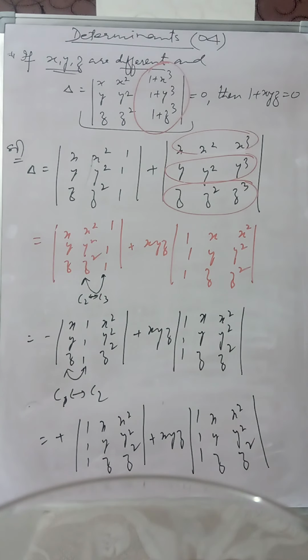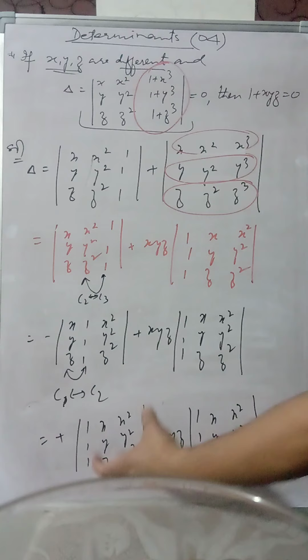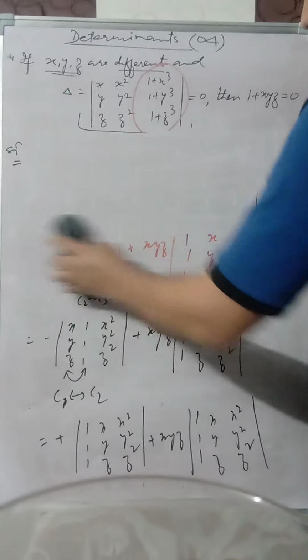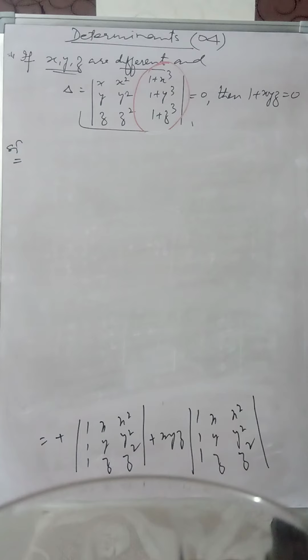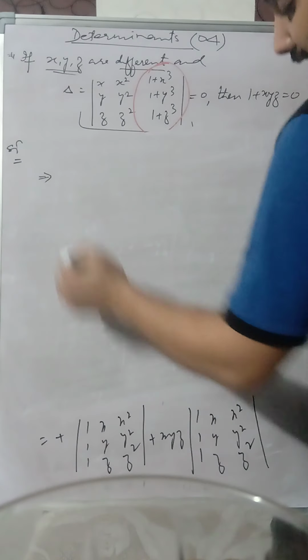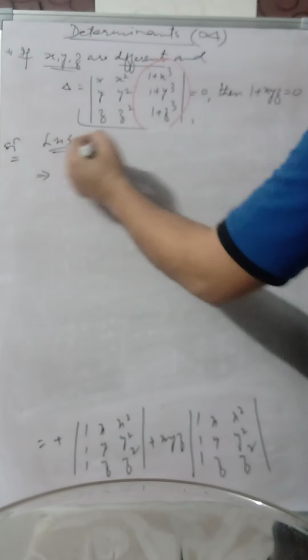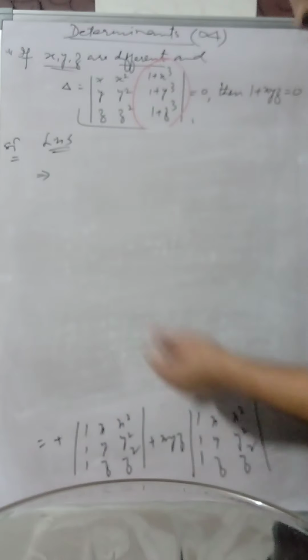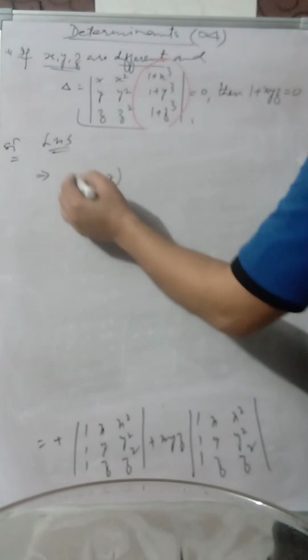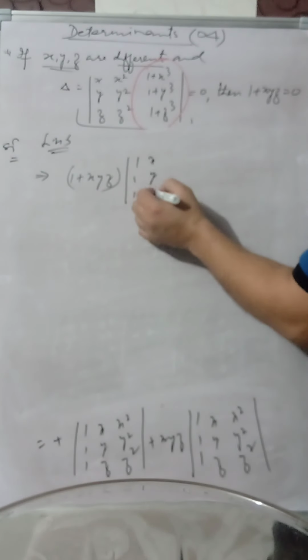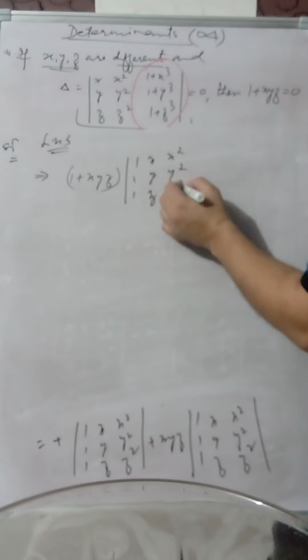Since a determinant is a real value, if this is some value, let me say t, this is also t, so I can take this value out. I will take this determinant out and I'll be left with what? Also this was given to be equal to 0. I have taken the left hand side only. So this will be 1 plus xyz, because here the coefficient of the determinant is 1, and here it will be the determinant with rows 1, x, x square; 1, y, y square; and 1, z, z square.